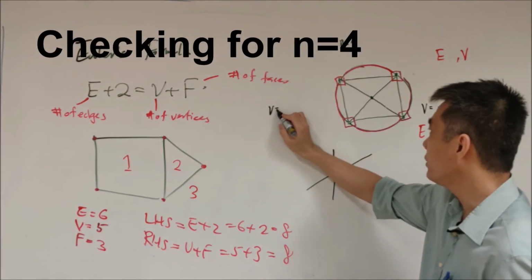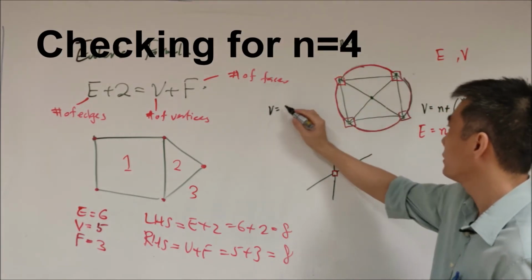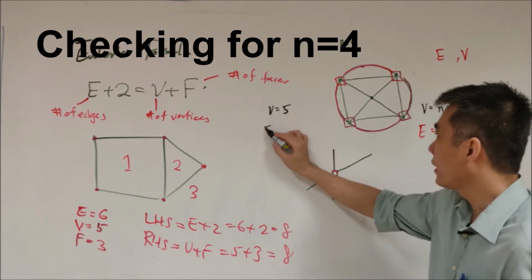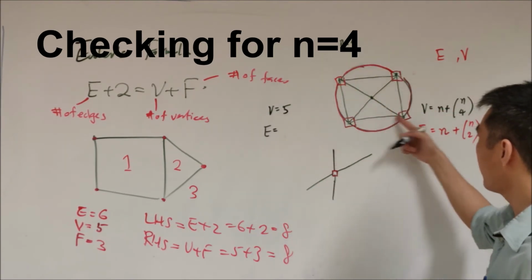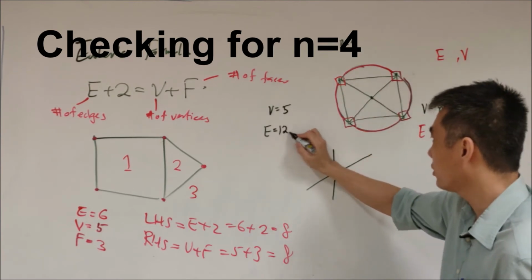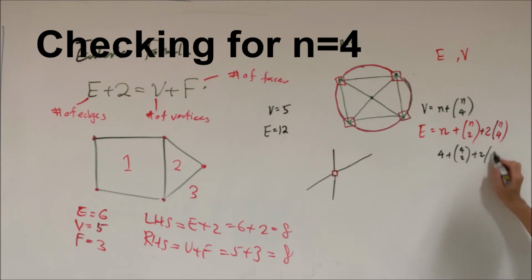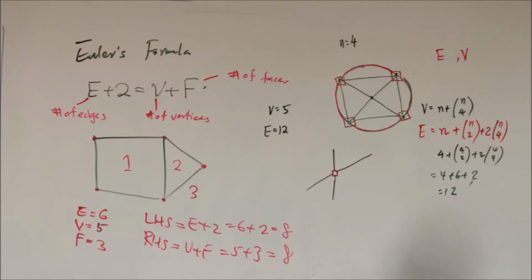When n equals 4, V will equal 1, 2, 3, 4, 5. That is 5. And when you sub in n, that is 4, 4 choose 4 is 1. That's correct. And E, 1, 2, 3, 4, 5, 6, 7, 8, 9, 10, 11, 12. That is 12. In this case, n is 4: n choose 2, 4 choose 2, and 2 of 4 choose 4. This is 4, and this is also equal to 12. This is to verify that the formula is correct.